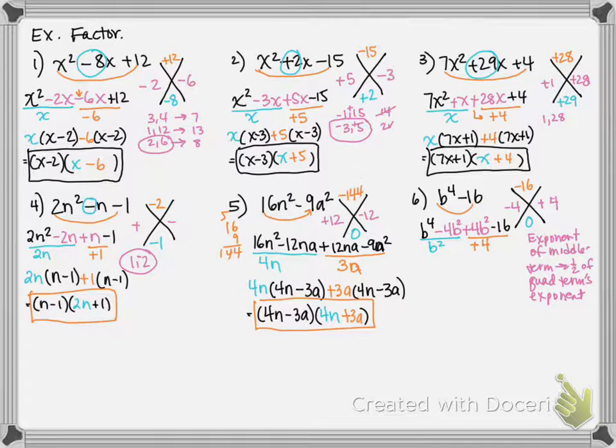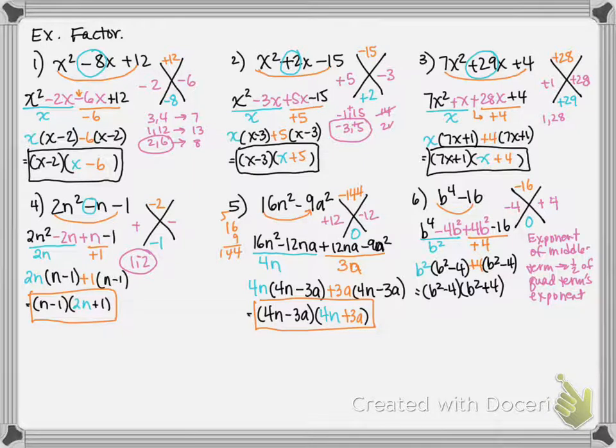Okay. So that's going to give us b squared times the quantity. b to the 4th divided by b squared is b squared, minus 4b squared divided by b squared is 4, and then we have plus 4 times the quantity 4b squared divided by 4 is b squared, minus 16 divided by 4 is 4. So we get our miracle, and we get b squared minus 4 times the quantity b squared plus 4.